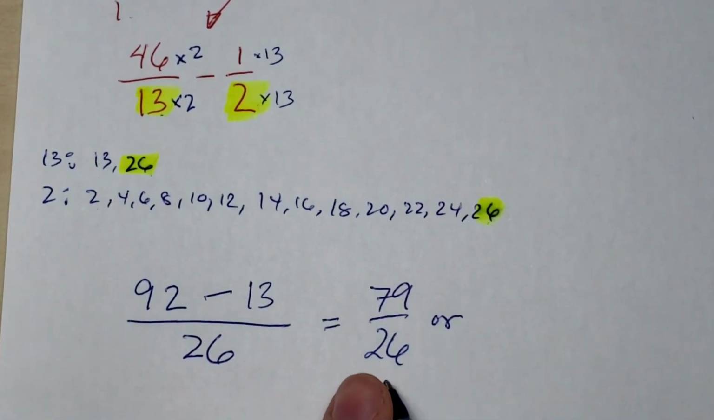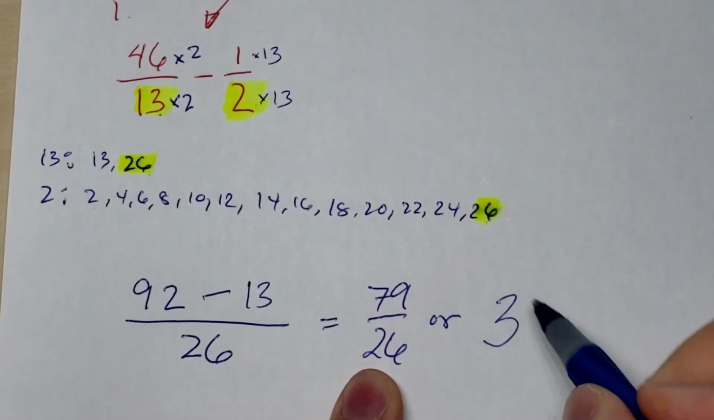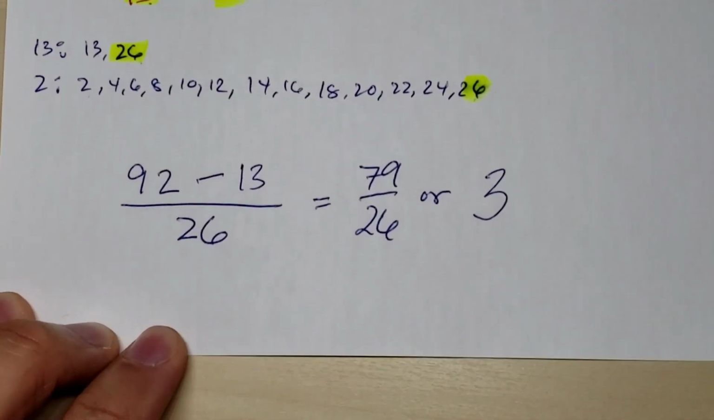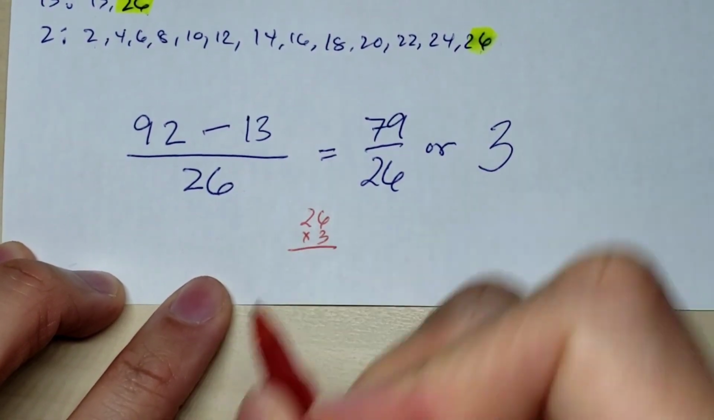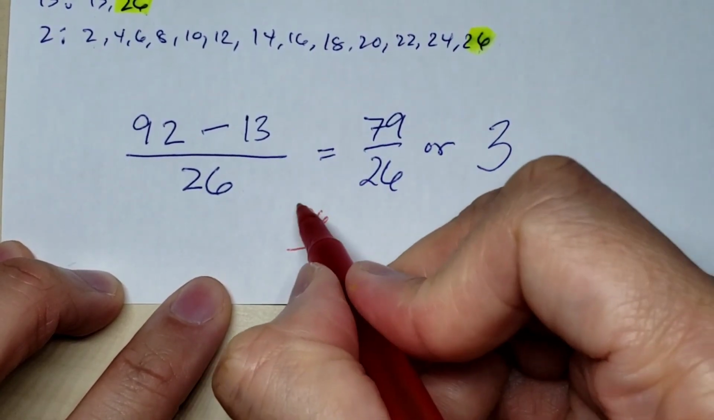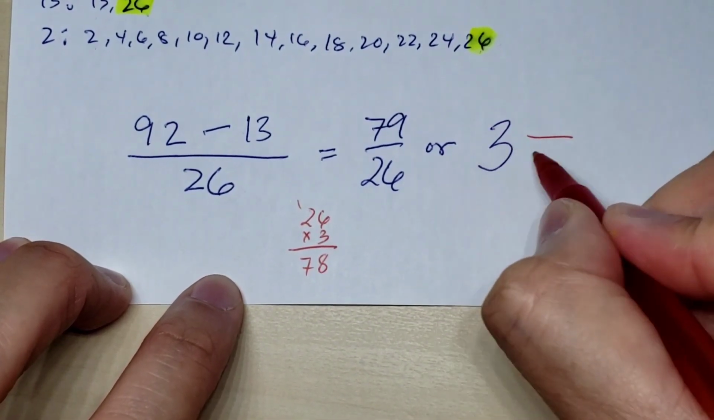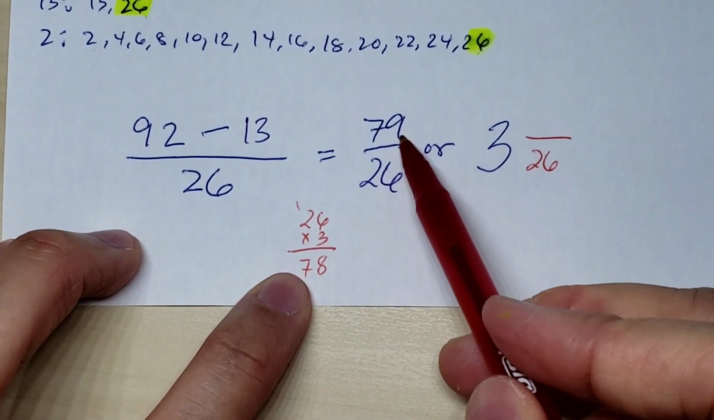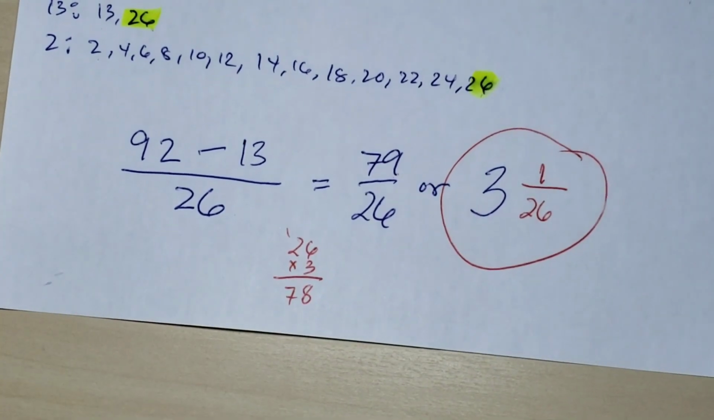Or, how many 26s are there in 79? There's 3, because 3 times 26 gives you what? Now, if you use your math skills, 26 times 3 gives you 78, right? So 3 times 26 gives you 78. How many more do you need to get to 79? That is 1 more. So we got 3 and 1 over 26. That would be for number 5.